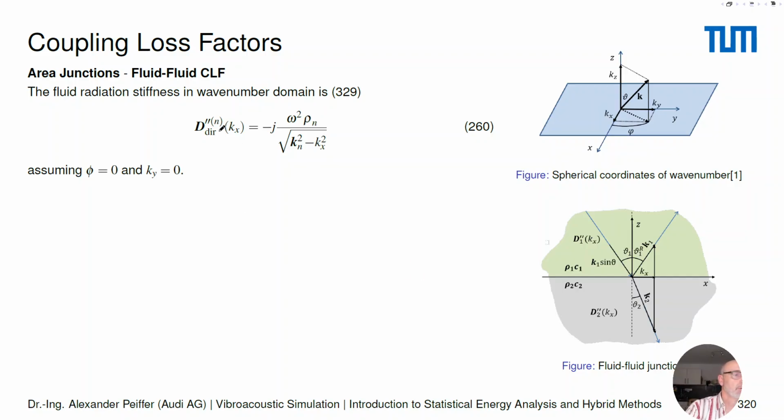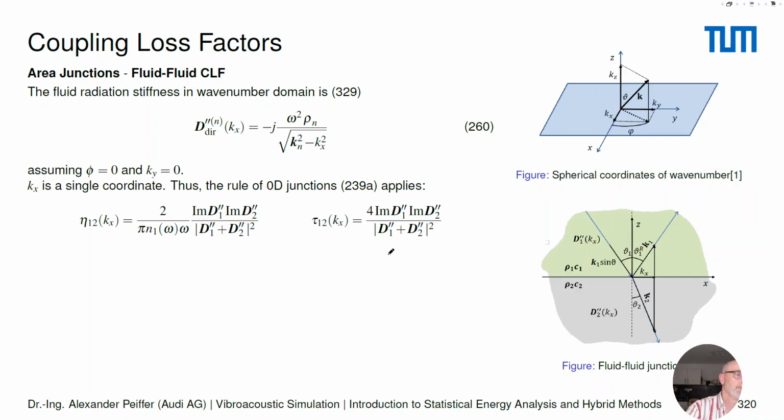And you know that the stiffness in the wave number domain was given by this, just considering that ky is 0 for non-specific reasons. And the wave number formulation has to be considered as a zero-dimensional coupling loss factor, because for this wave number space, it's just one degree of freedom.